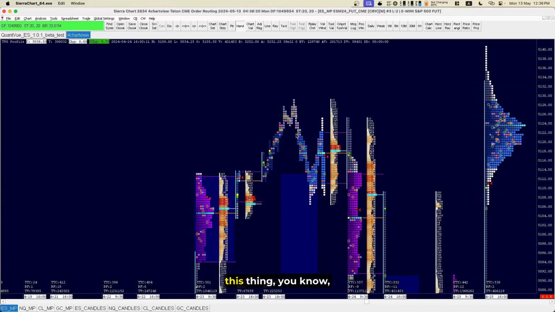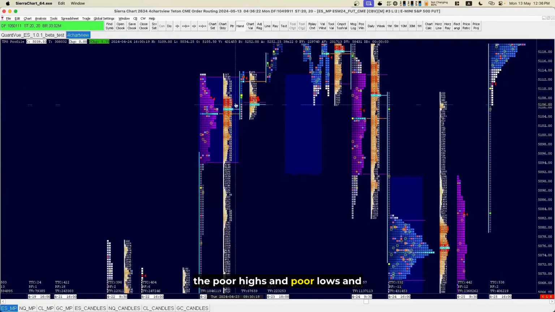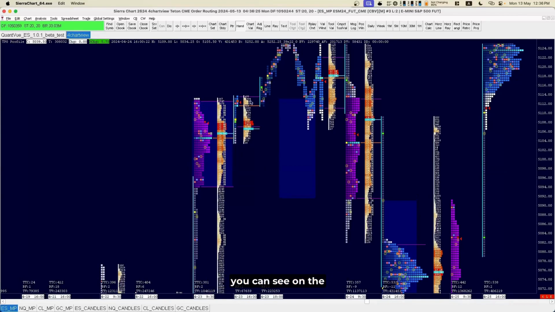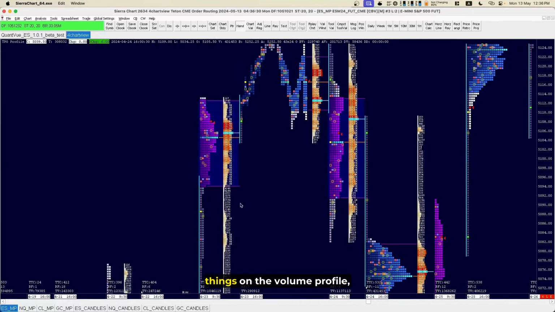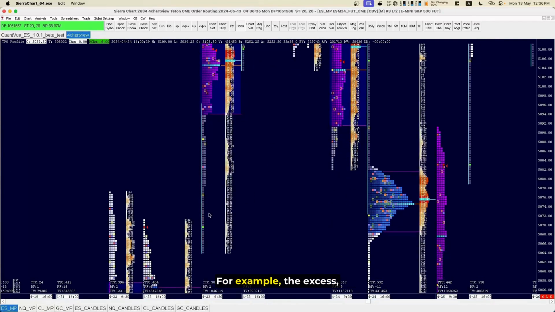The poor highs, poor lows and single prints are things that you can see on the market profile. You're not able to see those things on the volume profile, but there are some similarities. For example, the excess, this is called an excess. The market opens, goes back down, then returns and follows to the upside. You can see it trades very low volume right here.